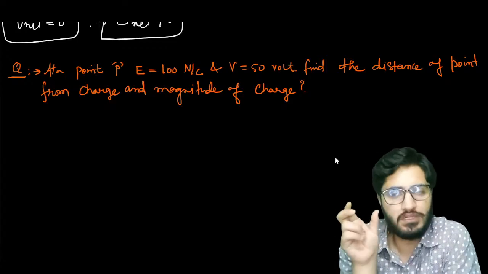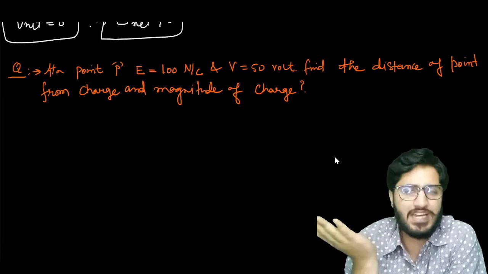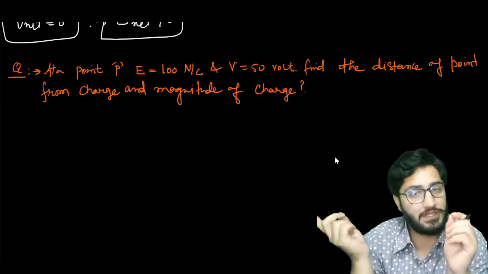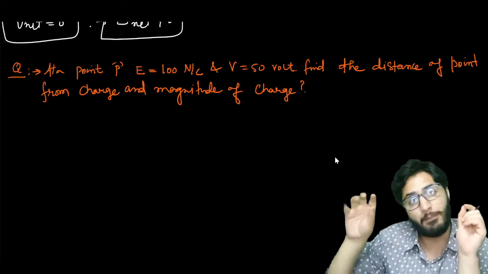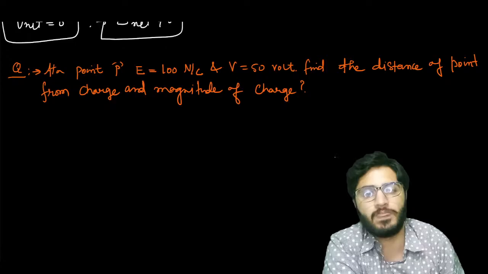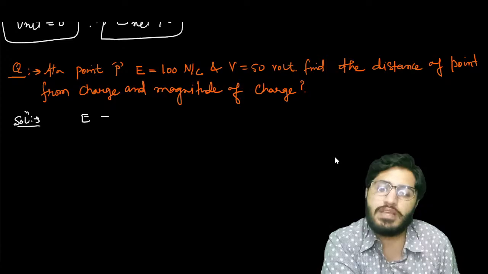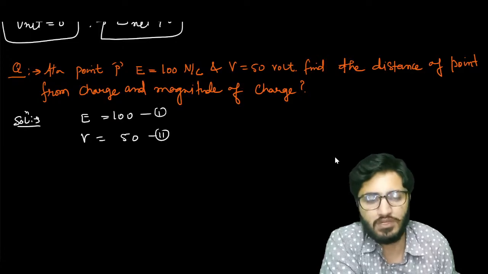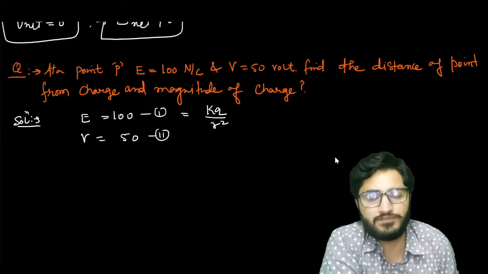So at a particular point, electric potential is 50 and electric field is 100 due to the charge particle, right? We need to find out the distance between the charge particle and the point P. If my charge particle is here, point P is here, so we need to find the distance and also the magnitude of this charge. Sir, how can we get it? Look, we will write E is given to be 100. V is 50. It is given now. Two things are given to us. What is E? I guess it is KQ by R square.